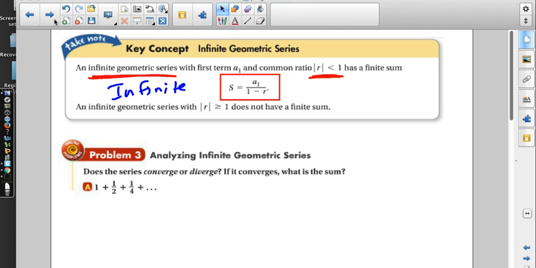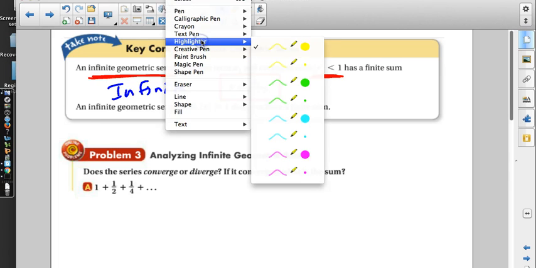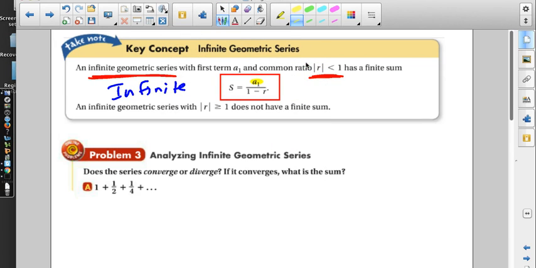And then grab that highlighter, because good news, all we need is a sub 1 and r. That's good. All we need. No worries about n anymore. It's just S equals, because we're talking infinite. Short and sweet formula, you gotta love that.